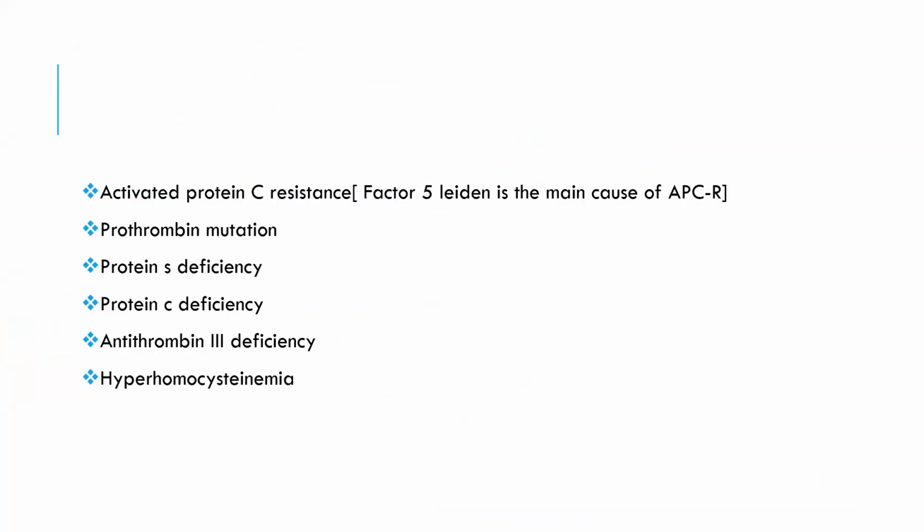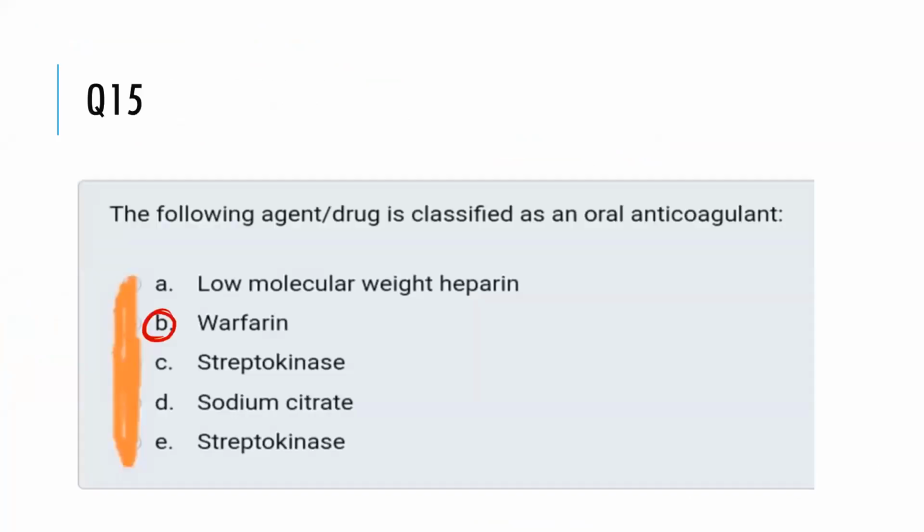Then in addition, we have antithrombin 3 deficiency, hyperhomocystinemia and prothrombin mutation. So anything that will affect the formation of the clot. So that's protein C. When it comes to protein C, remember there is deficiency and resistance. And then there's protein S deficiency, and there's antithrombin 3 deficiency and prothrombin mutation, together with hyperhomocystinemia.